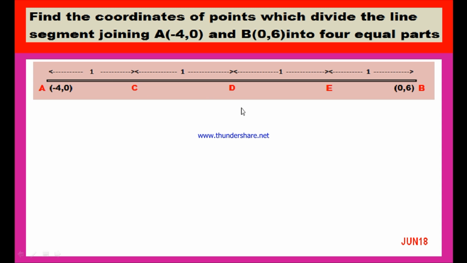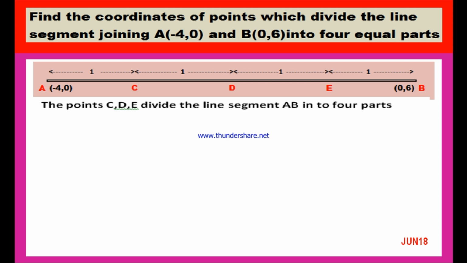In order to divide it into 4 parts, we have to cut it at 3 places. One is C, second is D and third is E. Since it is divided into 4 equal parts, each is equal to 1 unit, 1 unit, 1 unit and 1 unit. Okay. Now if we verify this, it is very clear that D is the midpoint of AB. And C is the midpoint of AD. And E is the midpoint of DB. Now let us find the solution.